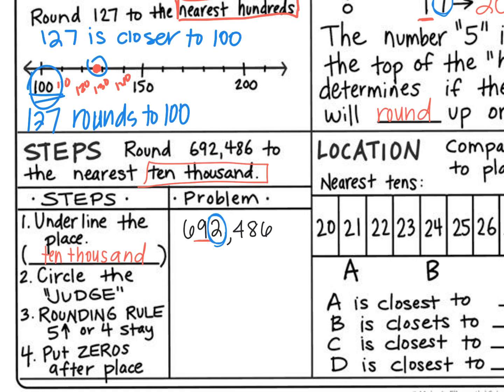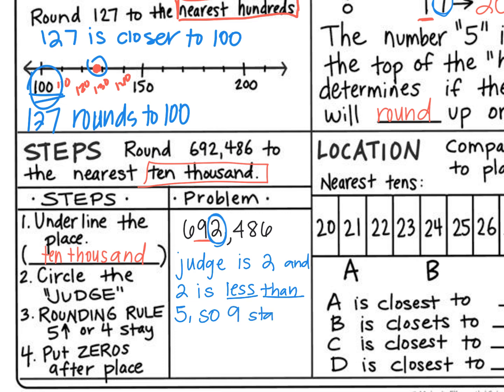So let's see. The judge is what number? Okay, so judge is 2, and 2 is less than 5. So 9 stays.